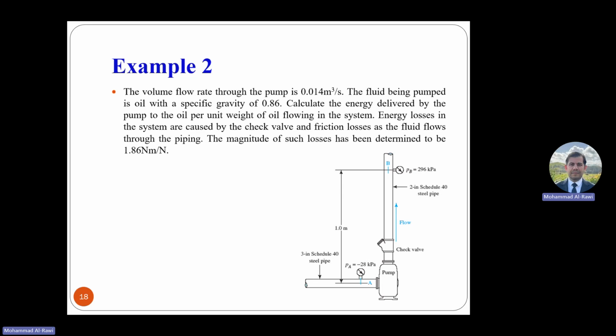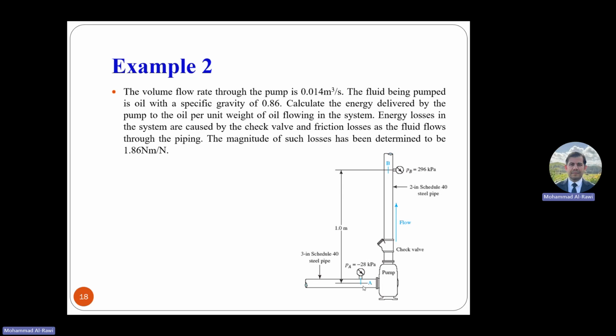So what they want us to do in this question is calculate the energy delivered by the pump, so HA. We looked at the question. Don't worry about these dimensions. If you go to the textbook, you find the 3-inch schedule 40 steel pipe with the SI units for the diameter, and you can even find the cross-sectional area straight from the appendices of the textbook.